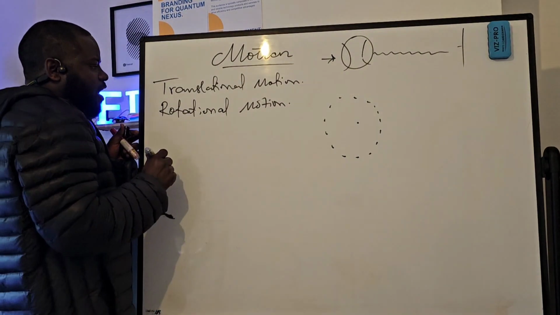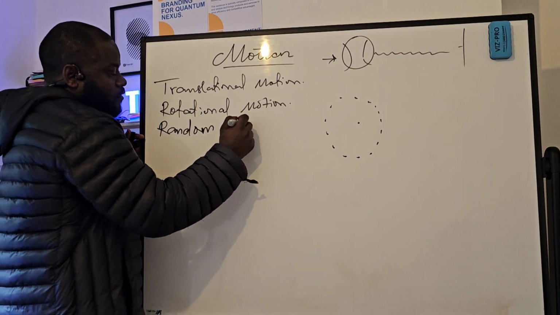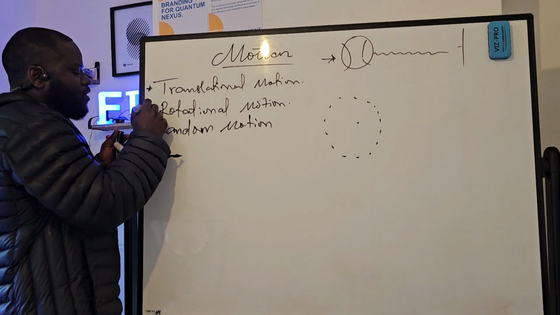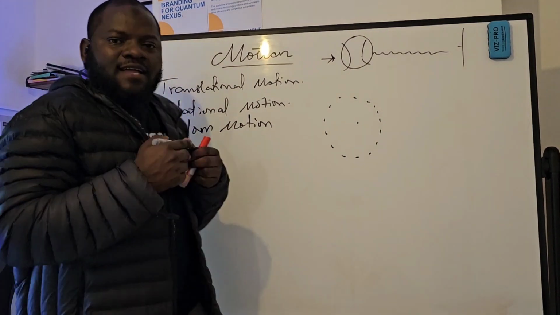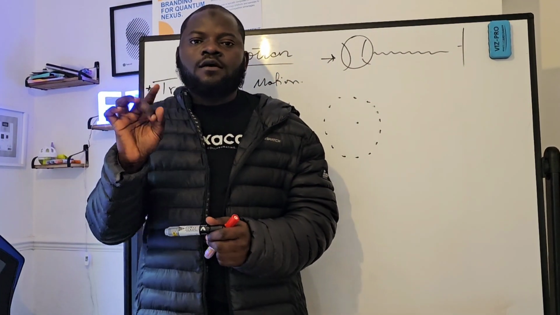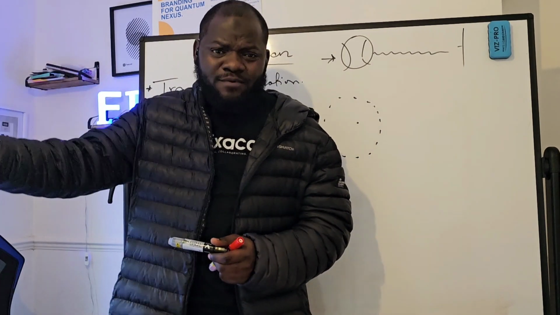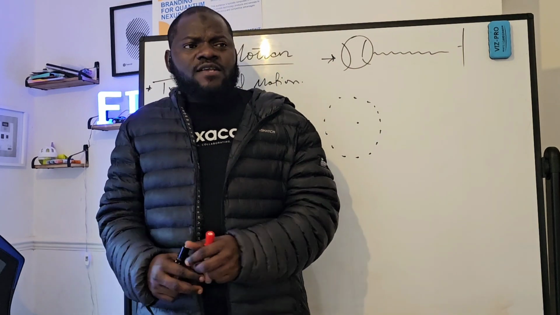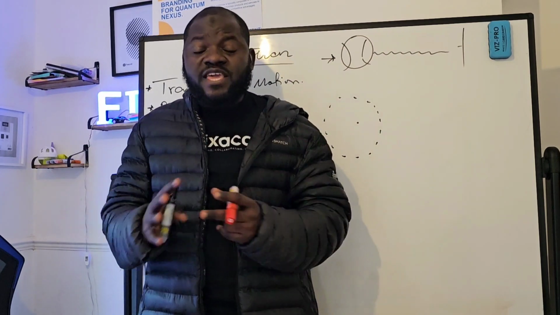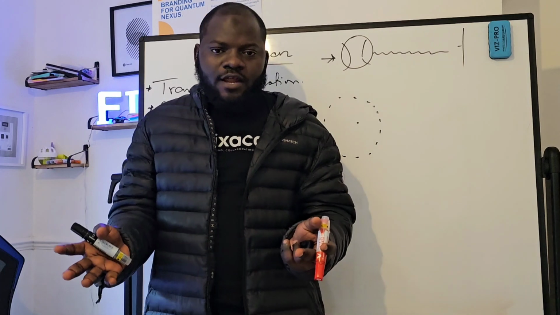So aside from rotational motion, we have random motion. When you talk about random motion, you are talking about a motion that is irregular. So don't make the mistake of thinking that random means circle. No, random does not mean circle. Random means something you cannot predict, unpredictable. You cannot say it's going to go to the left now or to the right. Any motion that behaves randomly like that, where you cannot predict the direction, is random motion.